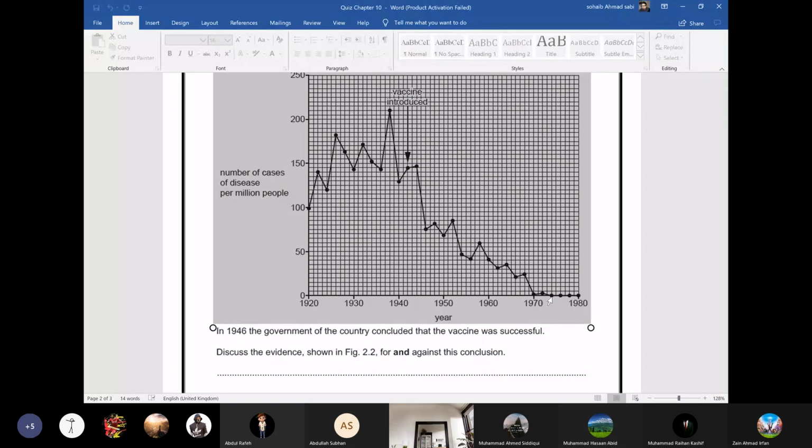Now what is against? Against is that even after the introduction of the vaccine, the cases still increased. Definitely the cases increased less, but still there is a minor increase in the number of cases. Now, the second point against this conclusion from the government is that, boys, this is 1942 and this is 1974. Now, 1974 minus 1942, what will be the answer, boys?